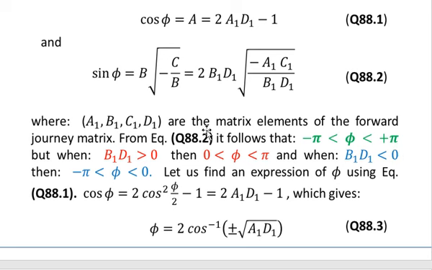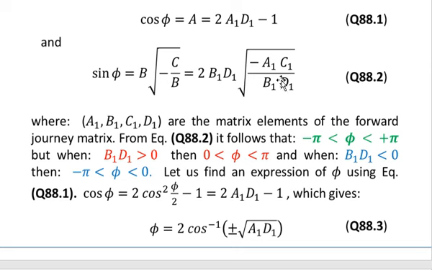But the term A1 C1 over B1 D1 is what we have also discussed in much greater detail in slide number 87. And we found that the square root containing minus A1 C1 over B1 D1 is always a positive term. So we don't bother about this term, and we shall bother about the terms outside that one, which is B1 and D1. So when B1 D1 is greater than 0, then phi will lie in the range from 0 to pi. And when B1 D1 is less than 0, then phi will lie in the range from minus pi to 0.